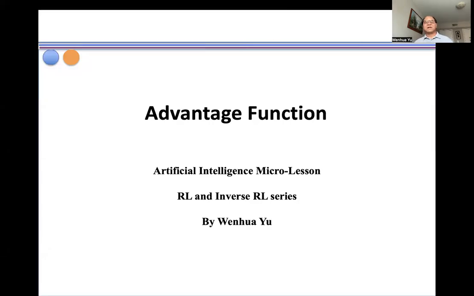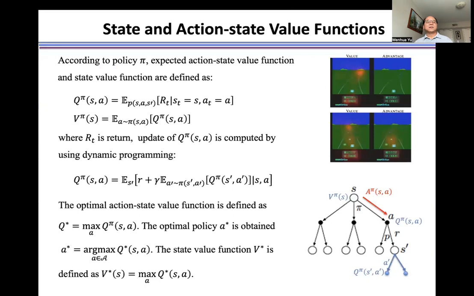Or introduce advantage function. Let's first briefly introduce how the reinforcement learning method is used to find the optimal policy. In reinforcement learning, we first define this expected Q value function through this cumulative reward, and we'll define another expected state value function through this Q and the policy pi.